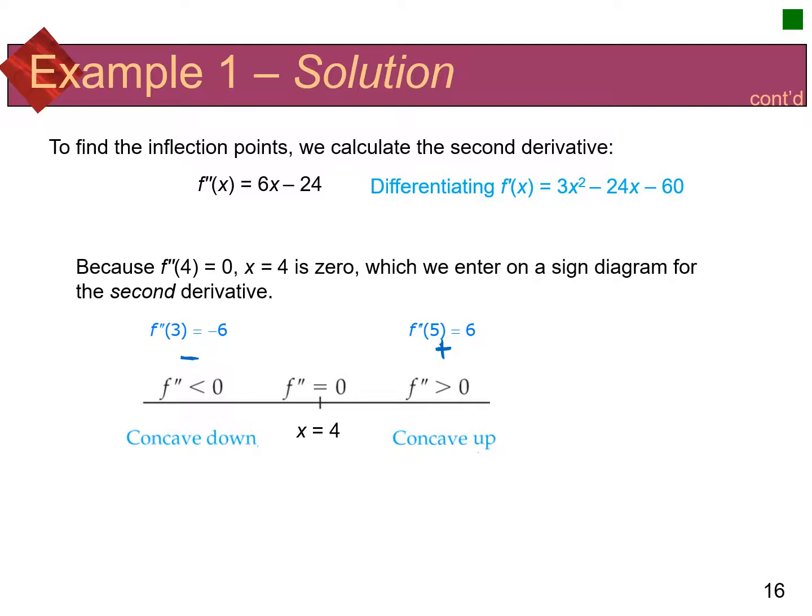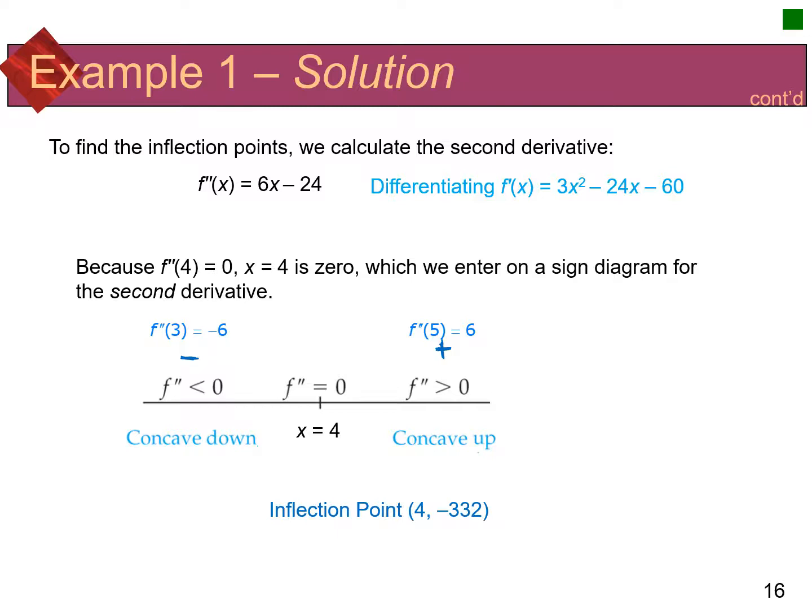If I plug 3 in, I get f double prime of 3 is negative 6. That's a negative value, which, whether you put a little negative sign or you say it's just less than 0, indicates that the graph is going to be concave down. And f double prime of 5 is equal to 6, which is positive, which means the graph is going to be concave up. So before the x value of 4, it's going to be concave down. After the x value of 4, it's going to be concave up. And I need to make sure when I draw the graph, it looks in that manner. And the inflection point itself is at (4, -332).